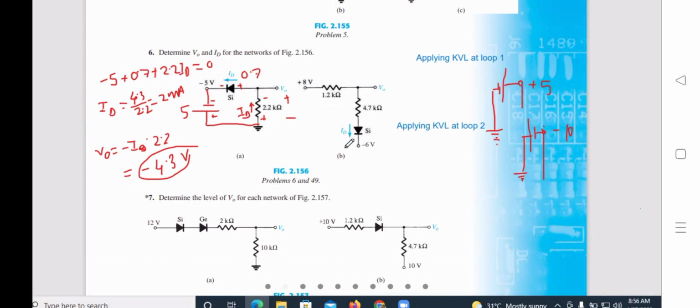Have you got it? Yes, sir. So the next problem.